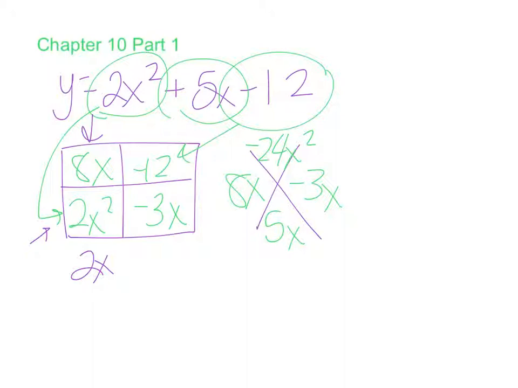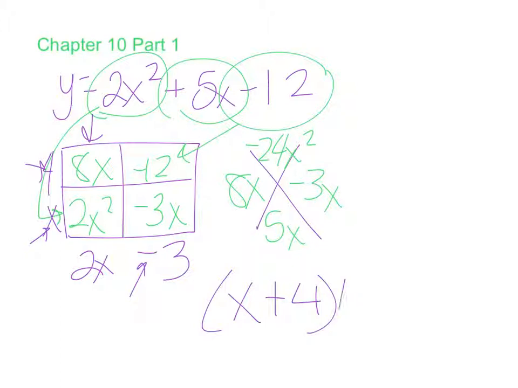What times 2x is 2x squared? Well, that's going to be an x. What times x is negative 3x? So that's going to be a negative 3. And then what here times 2x is 8x? That's going to be a 4. So our factors are going to be x plus 4 times 2x minus 3. And we're going to set this equal to 0 because we want to find our solutions.